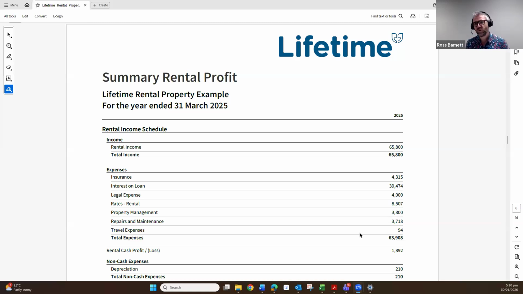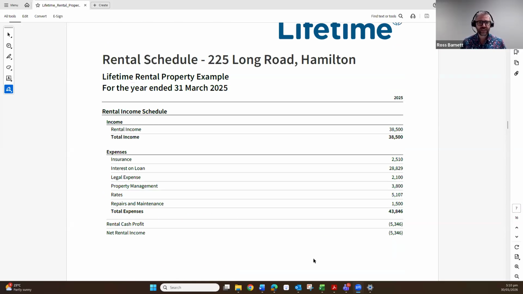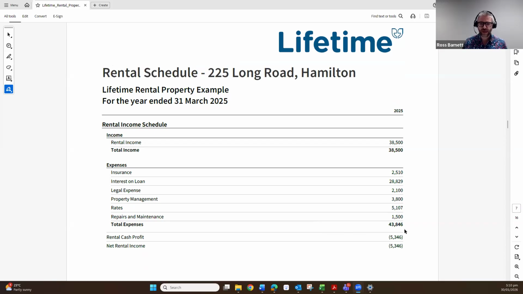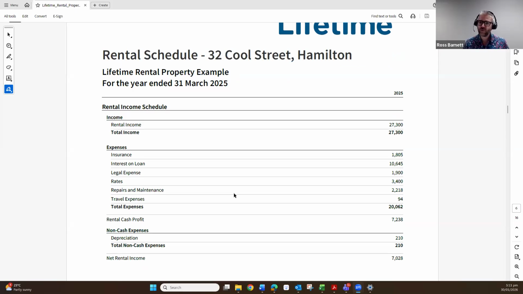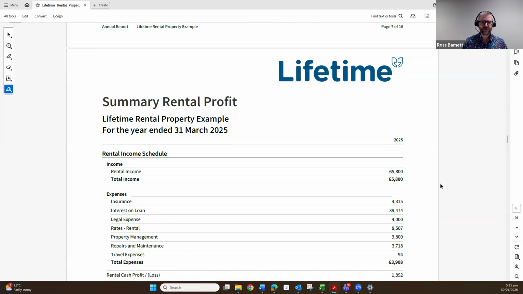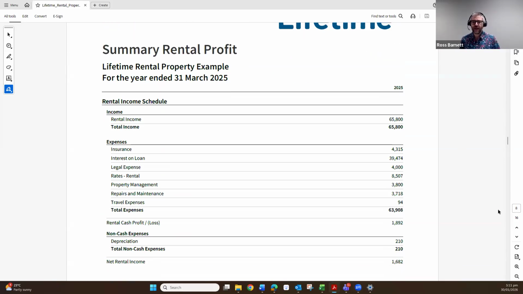So your first essential thing when you're looking at your financial statements is make sure they're done per property. You want to see the profit and loss for each property. You want to see, in this case, what Long Road is making, what its profit is, and you also want to see what Cool Street is making, what their profit or loss is. So that is the first most important tip if you're getting financial statements done, your tax returns, reviewing your financial statements: you need a profit and loss for each rental so that you can see how well they're doing.